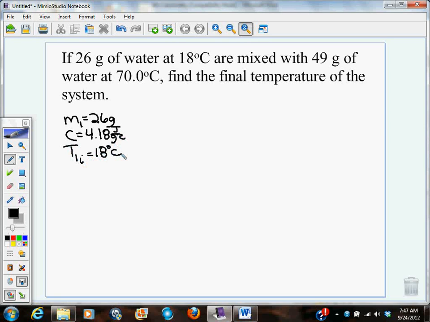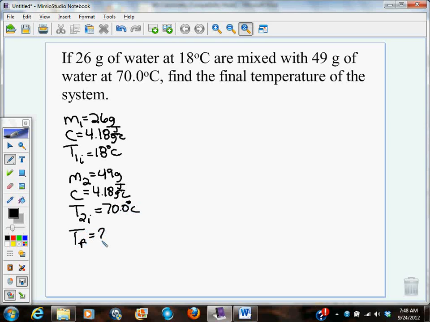And it's going to be mixed with 49 grams of water. So that means that C is going to be 4.18 joules per gram degrees Celsius. And the initial temperature of this water is going to be 70.0 degrees C. And what it wants to know is what's going to be the final temperature.